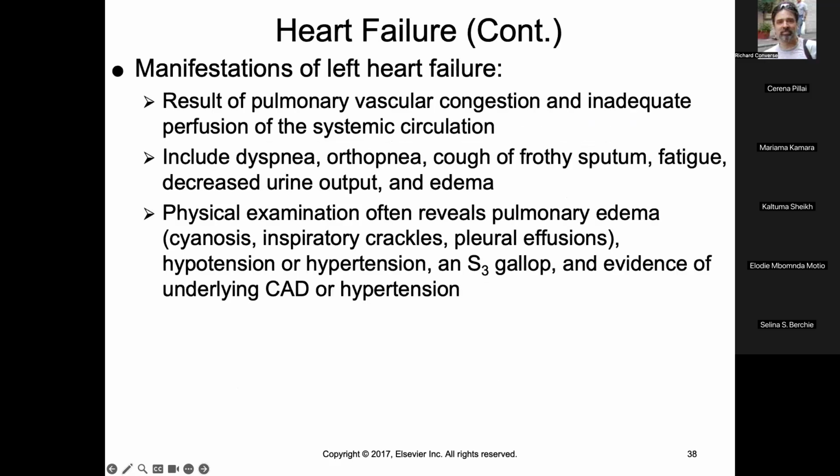Manifestations, okay. Pulmonary vascular congestion, inadequate perfusion of the systemic circulation. Includes dyspnea, orthopnea, cough of frothy sputum, fatigue, decreased urine output, edema. Physical exam often reveals pulmonary edema with cyanosis, inspiratory crackles, and pleural effusion. Hypotension or hypertension, an S3 gallop, and evidence of underlying coronary artery disease or hypertension.